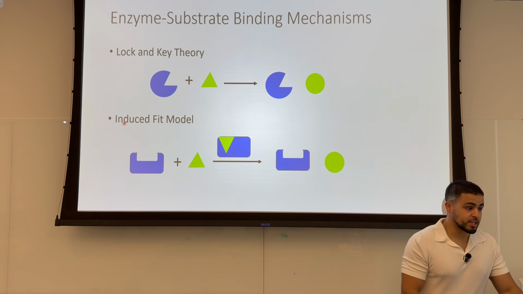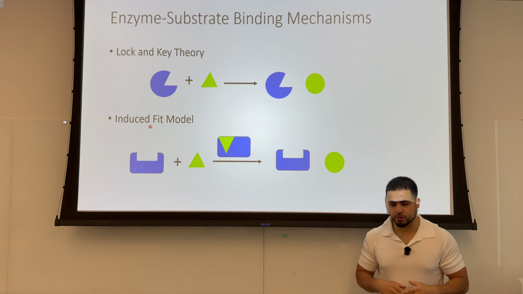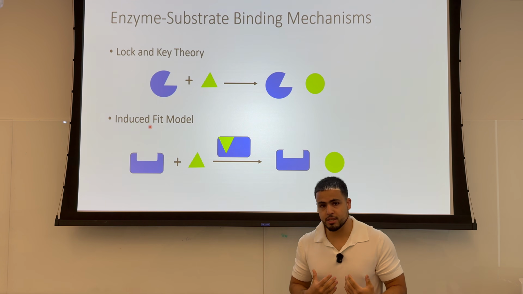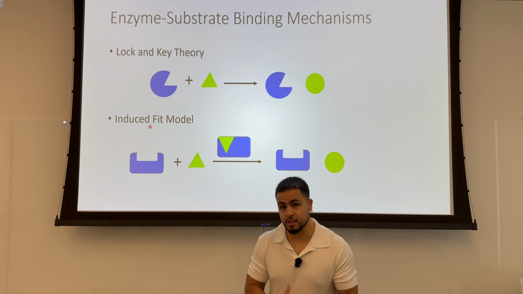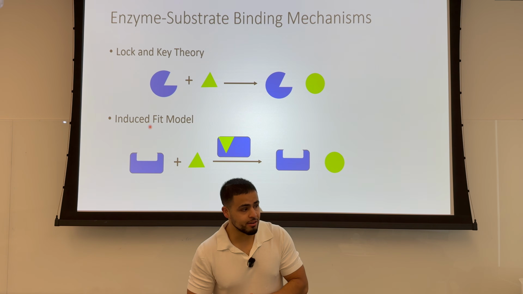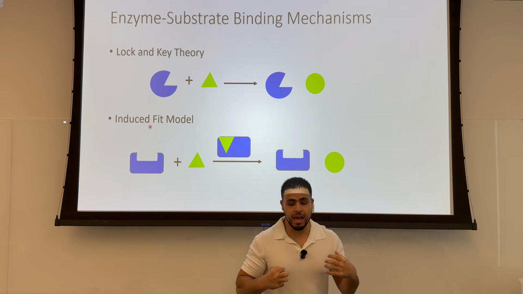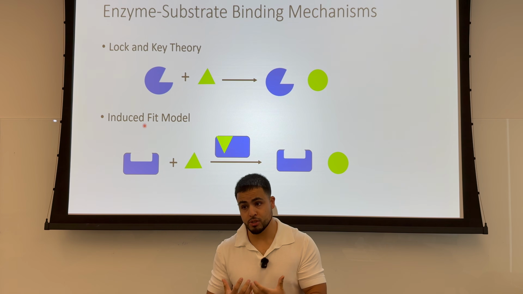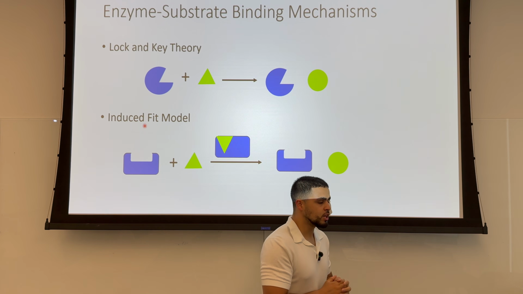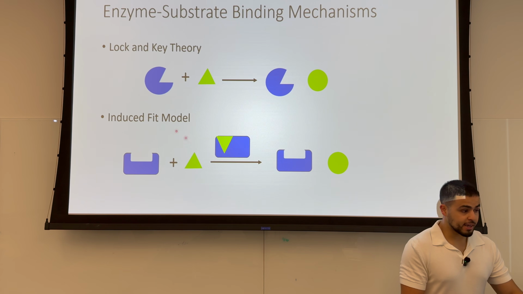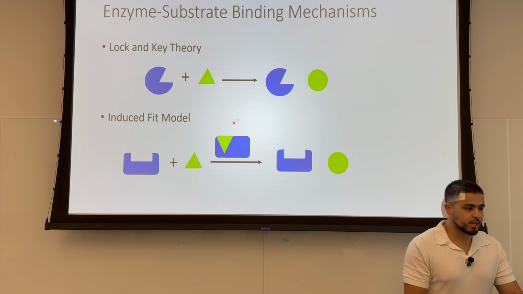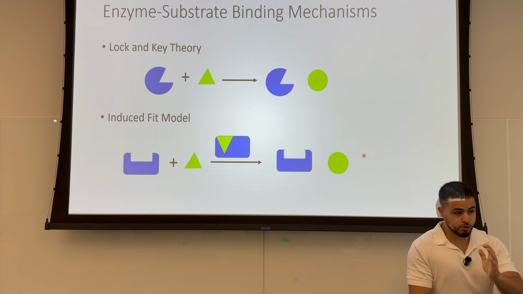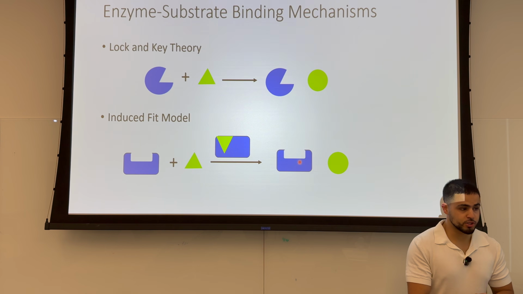Now, the other model that's been proposed is the induced fit model. This one posits that enzymes are not necessarily like a mold that fits their substrate, but rather the way they work is that once they encounter their substrate, they will have a conformational shift at the active site to accommodate their substrate. And then once the reaction goes to completion, they'll snap back to their original conformation.